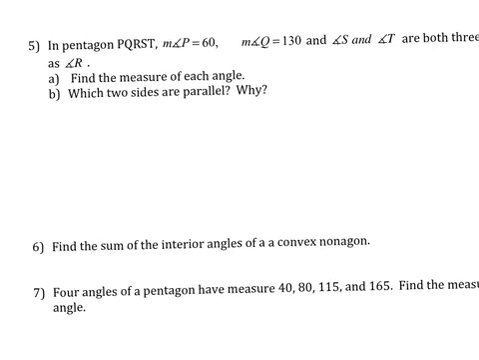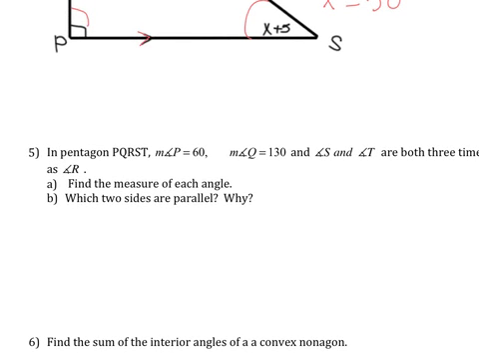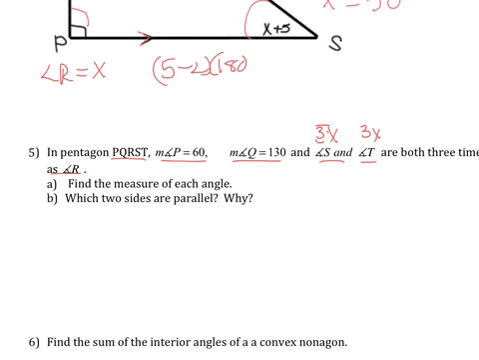For the next one, I've got a pentagon. I'm going to do some of my work above. I've got pentagon PQRST. Angle P is 60, angle Q is 130. S and T are both 3 times as large as angle R. So I'm going to do an equation: let angle R equal x, and so angle S is going to be 3x, and angle T is going to be 3x. And it's a pentagon, so the sum of all the interior angles is 5 minus 2 times 180, which is 3 times 180, which is 540. So I've got 60 plus 130.